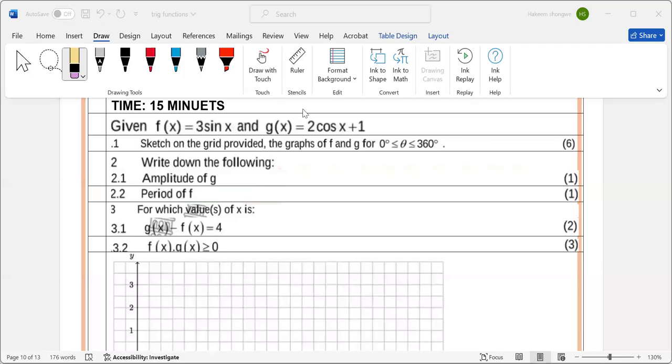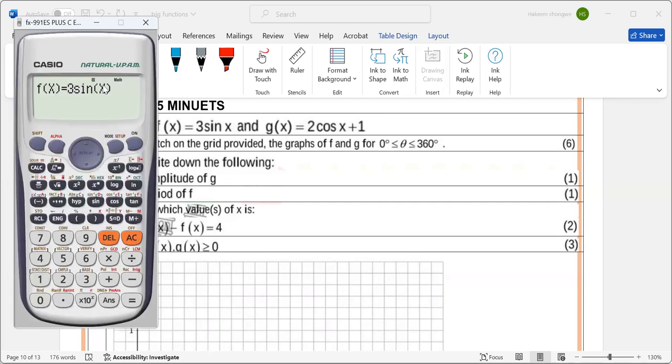Okay, so given f of x equals 3 sine x, and g of x equals 2 cos x plus 1. If we put this in our table, we're going to have 3 sine x, and then we say equals to. We start at 0, and then we end at 360. The step, we leave it as it is. And then give me the points now: 0 goes to 0.